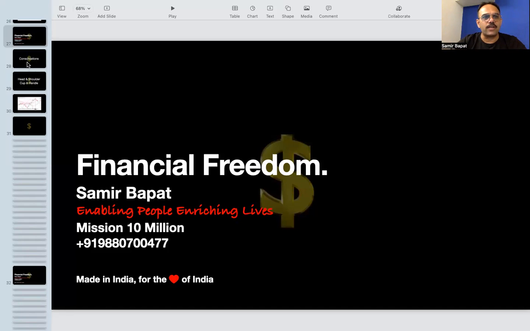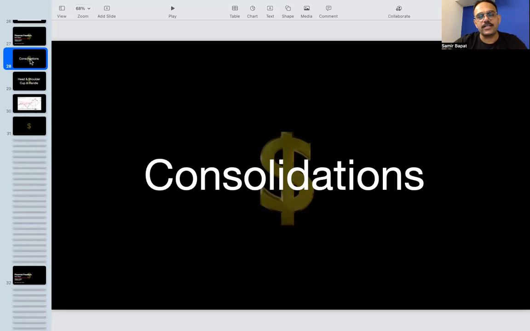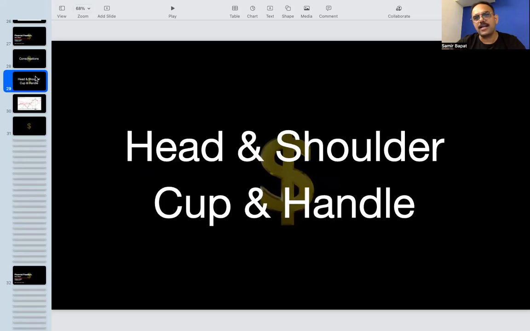So today we are going to talk about two more consolidations. Little difficult to find, but good to know, good to learn. They are very powerful. So you should have knowledge of those consolidations so that you'll be able to spot them. Those consolidations are head and shoulder and cup and handle. Let me share with you how they will look theoretically, and then I'll share with you how they will look practically.